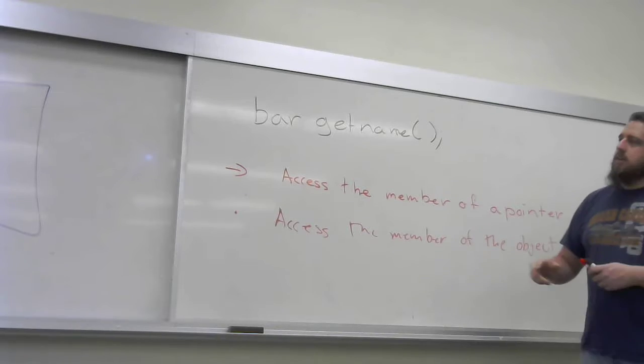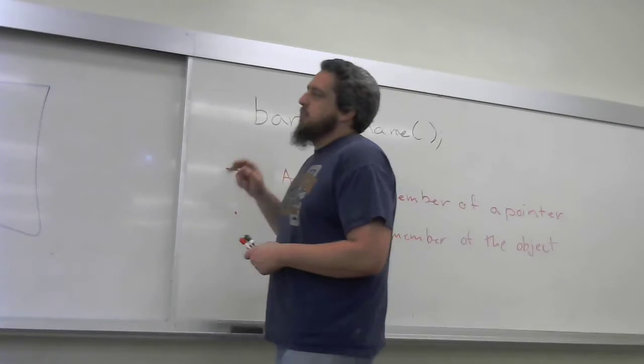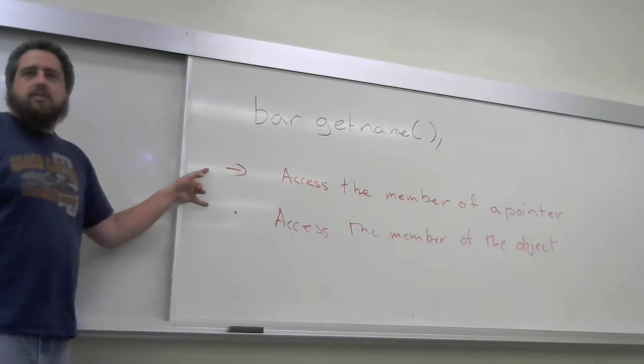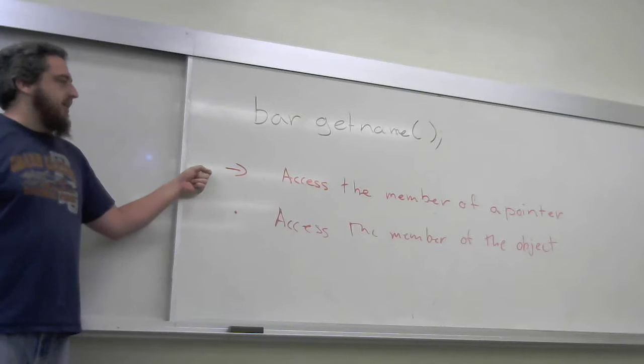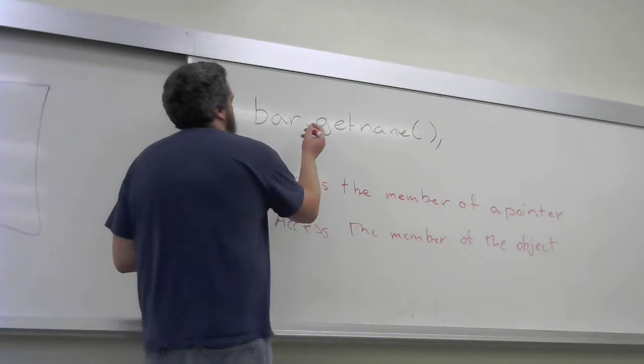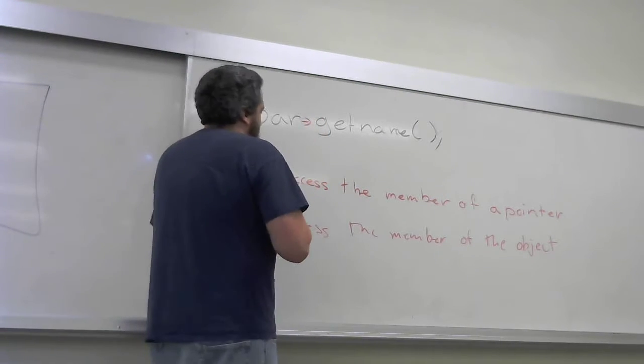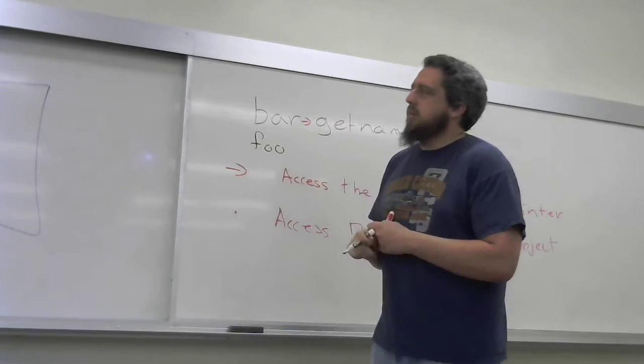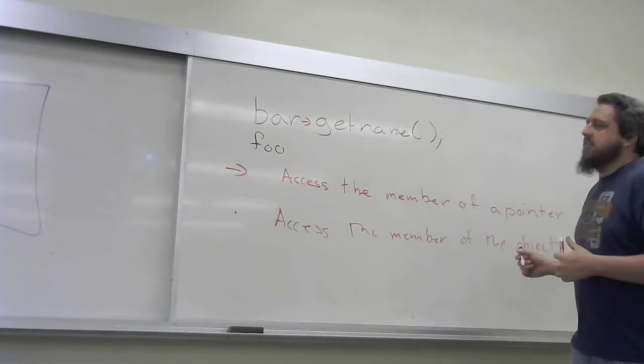In this case here, in C++, bar is of what type? It's an Item pointer. That means I should use which one of these accessors? The arrow, because it's accessing the pointer, so this should be a pointer. When I go to use foo, which one of these should I use? The dot, because I'm accessing the object directly.